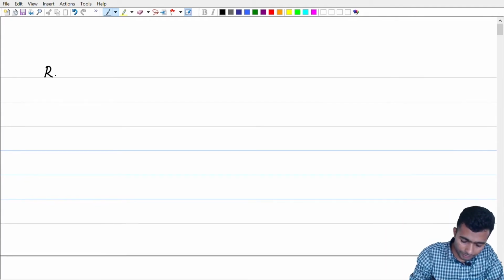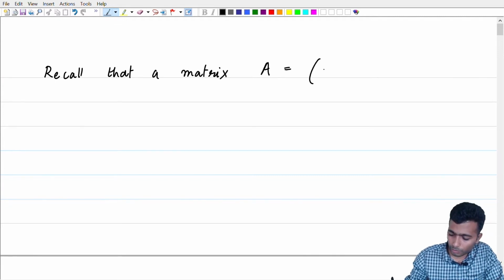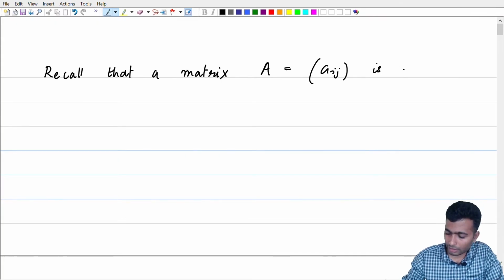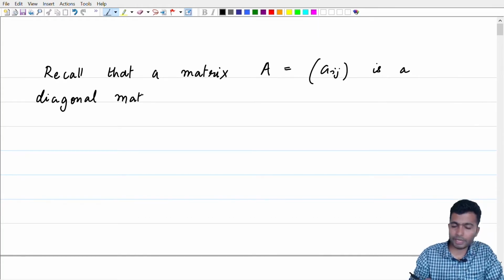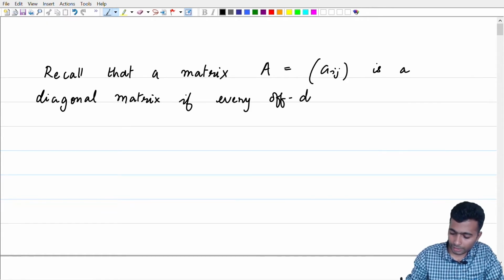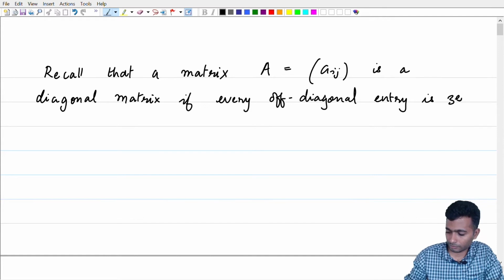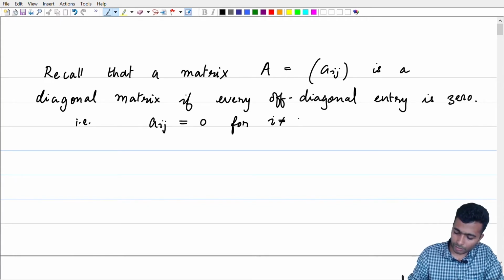So recall that a matrix A equal to (a_ij) is a diagonal matrix if every entry which is not in the diagonal is necessarily 0, if every off diagonal entry is 0, i.e. a_ij is equal to 0 for i not equal to j.